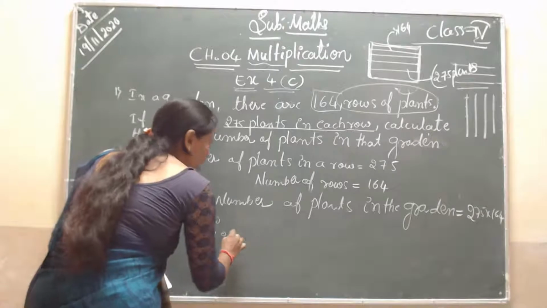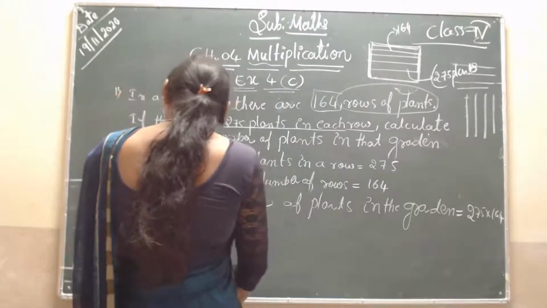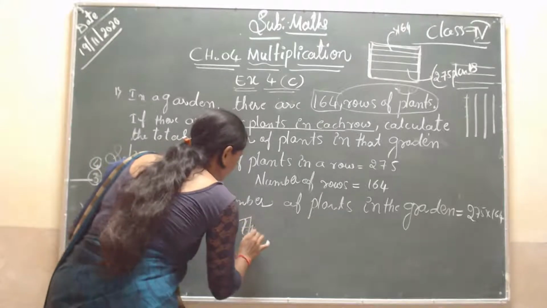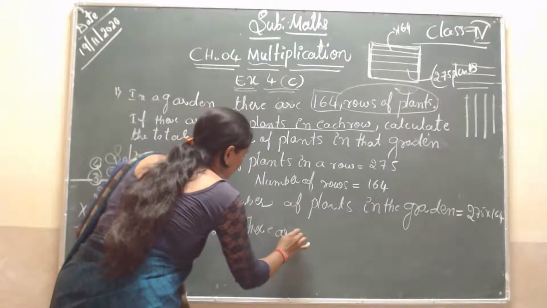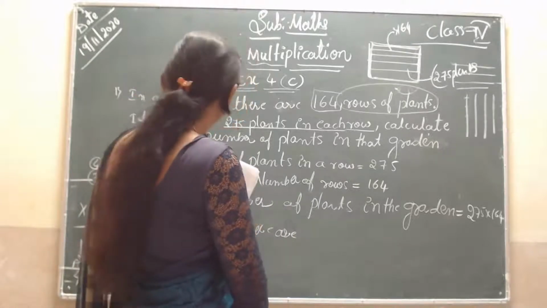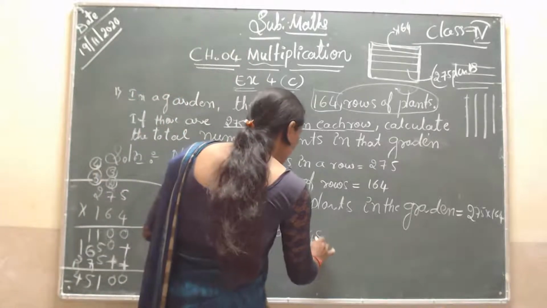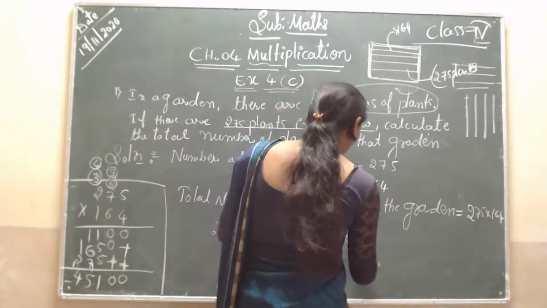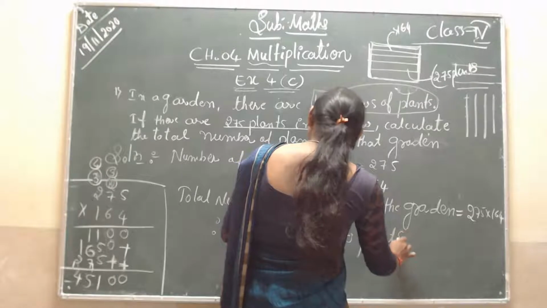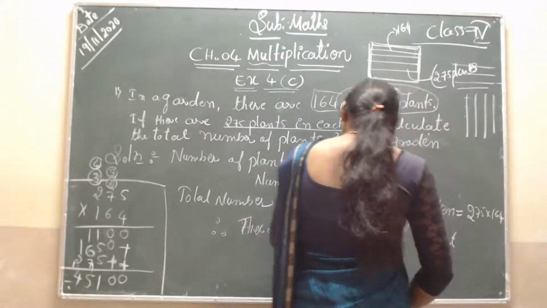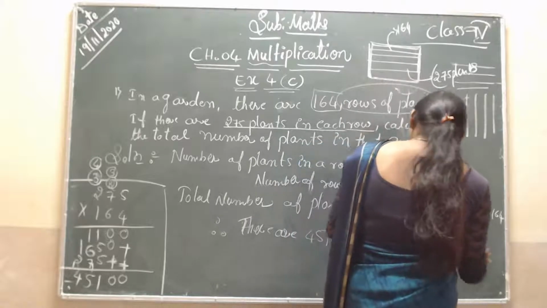Therefore, that is therefore. So there are 45,100 plants in that garden.